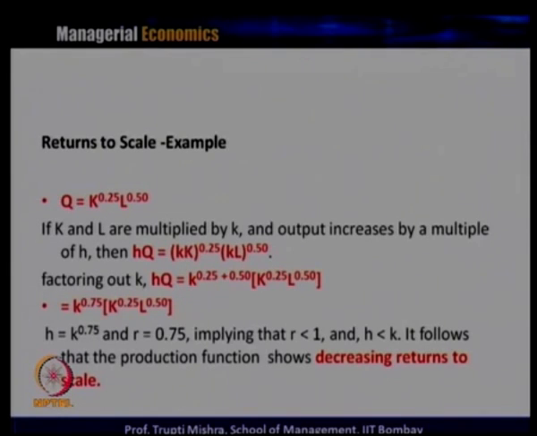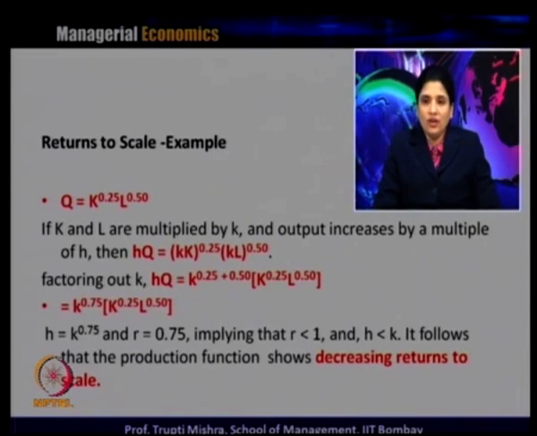Suppose the production function is Q equals K to the power 0.25, L to the power 0.50. Now, how do we identify which return to scale the production function is showing? To understand this, let us assume that K and L are multiplied by the factor k and output increases by a multiple of h. Then the output will be hQ, whereas both the inputs, capital and labor, will change by proportion k. So, that leads to (kK) to the power 0.25, (kL) to the power 0.5.